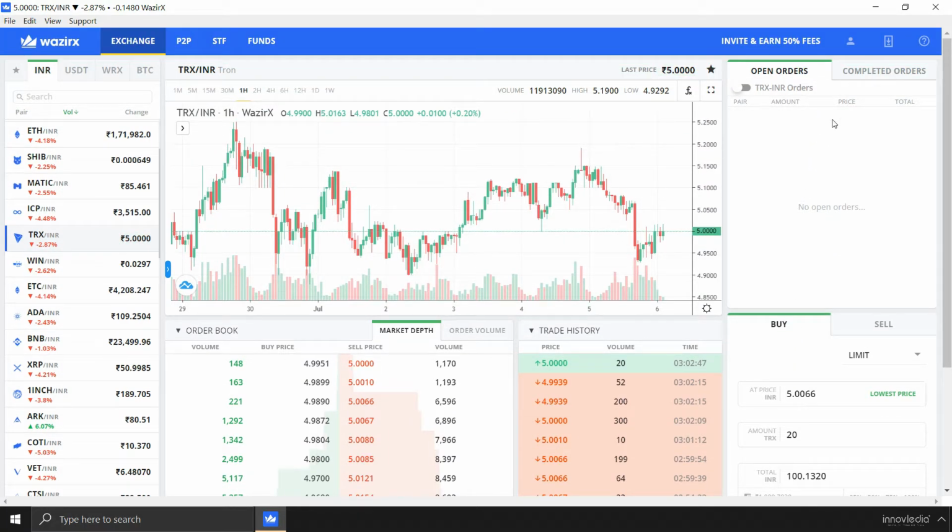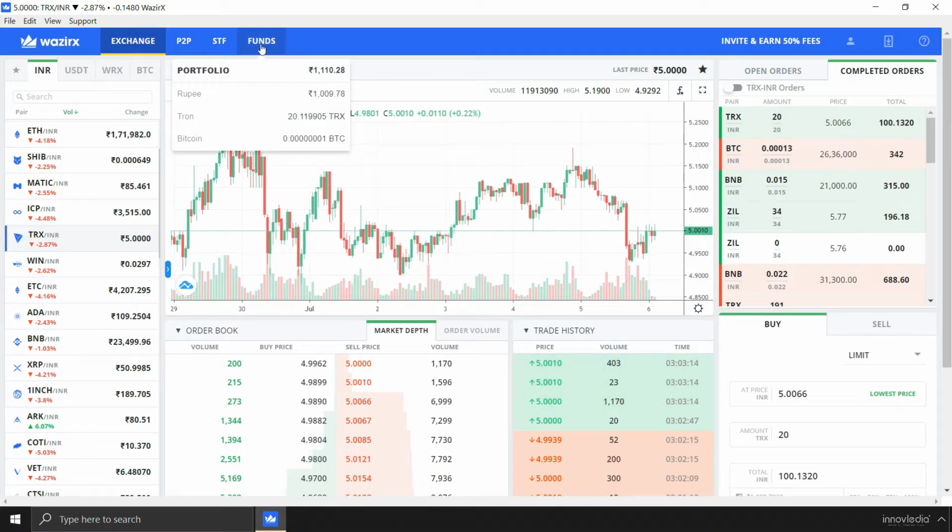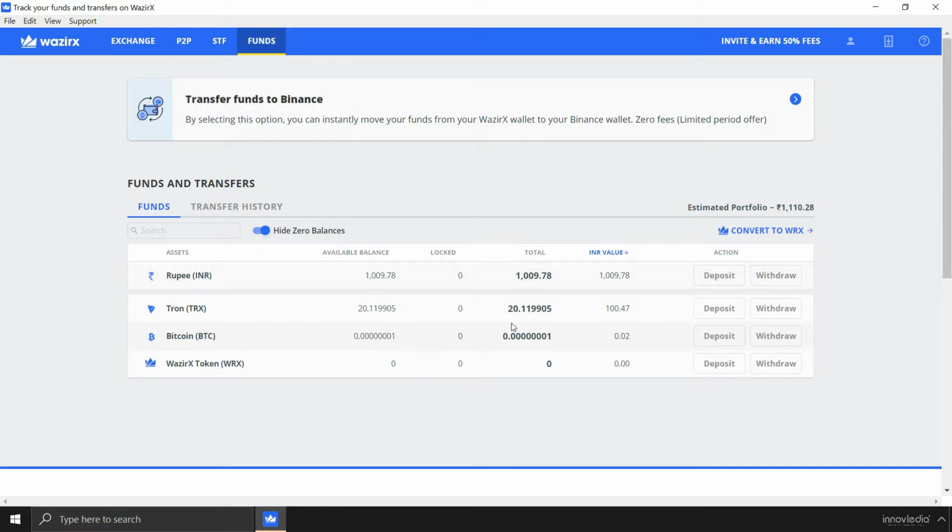And I think it has been executed as well. See, under the completed orders, the order has been completed. Now, where can I find this currency? We have to go to this fund section, and here you will be able to see the amount that you had purchased, the total number of coins, and the available balance.